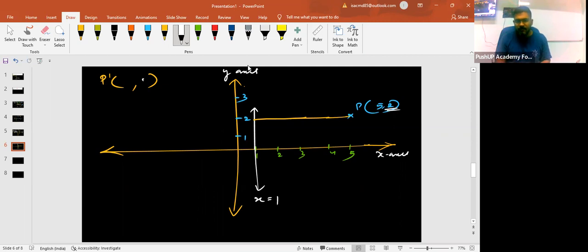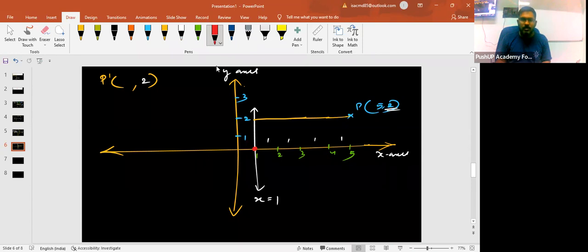So children, without any doubt, I can write the y coordinate of P dash as 2. Now, what would be the x coordinate? Very simple, children. How much is the distance covered from point P to the line of reflection? 4 units. 1, 1, 1, 1. Total 4 units, isn't it? So, from this point to 1, it will have to travel 4 units towards the left. I repeat, from that point 1, it should travel 4 units towards the left.